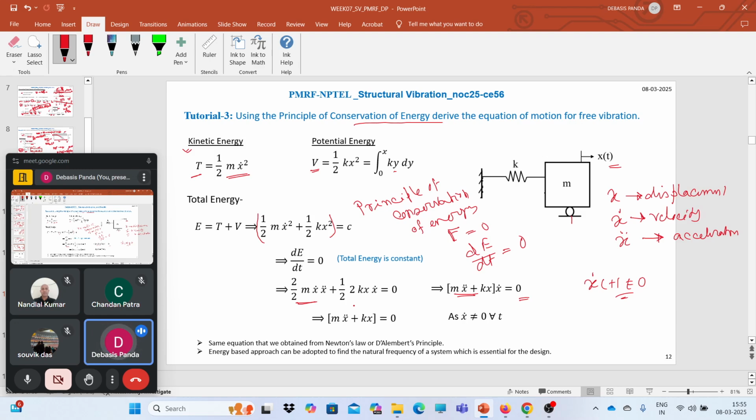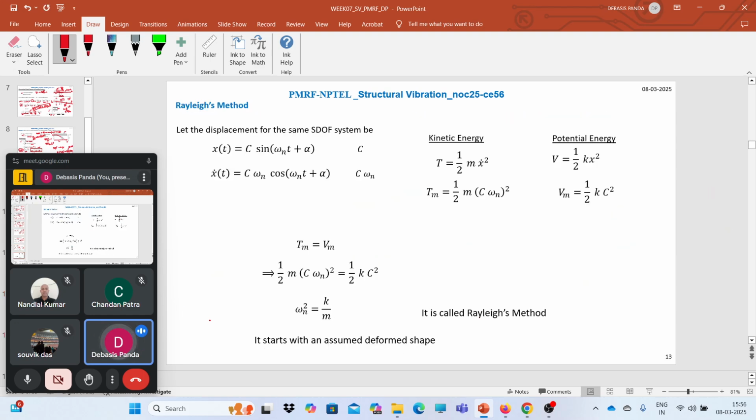And also we have seen that using the conservation of energy we can derive the equation of motion, and we can easily find out the natural frequency of a system. And that is very useful for our designers to design with respect to the dynamic behavior of the system. So that can be one approach to derive the equation of motion using the principle of conservation of energy.